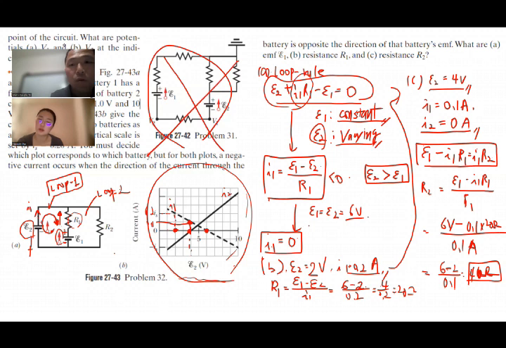And also, if you look at the loop direction and this battery, this E1 is in the opposite direction, right? Because the current produced is upward, but the loop direction is downwards. So E1 should come with the minus sign. Yeah, that makes sense.